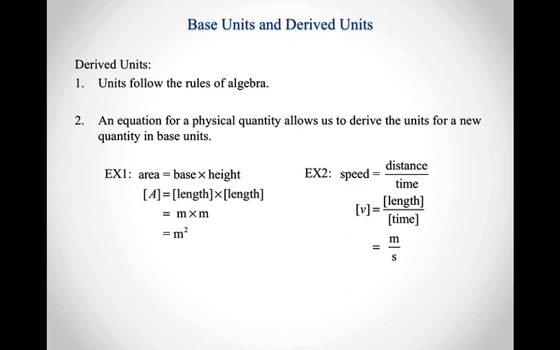The units of length in the SI system is the meter. The units of time is the second. So in base units, speed is given in meters per second.